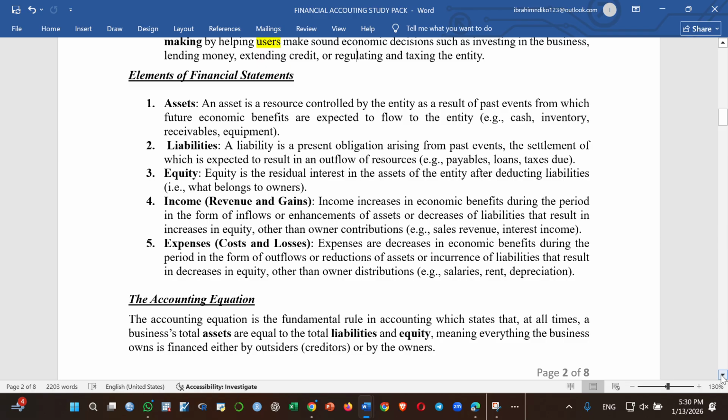That money is what we call the future economic benefit. Number two, we have a liability. A liability is a present obligation. It must be a present obligation, but because of a past event.